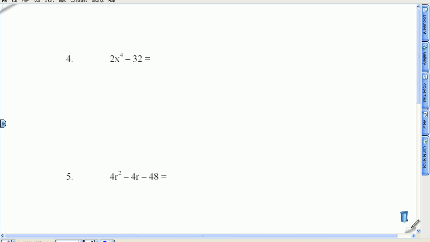Problem 4. Alright, let's see here. No x after the 32, so I can't take an x out. There is a 2 common to both, so I'll take that out. 2 times x to the 4th minus 32 divided by 2 is 16.